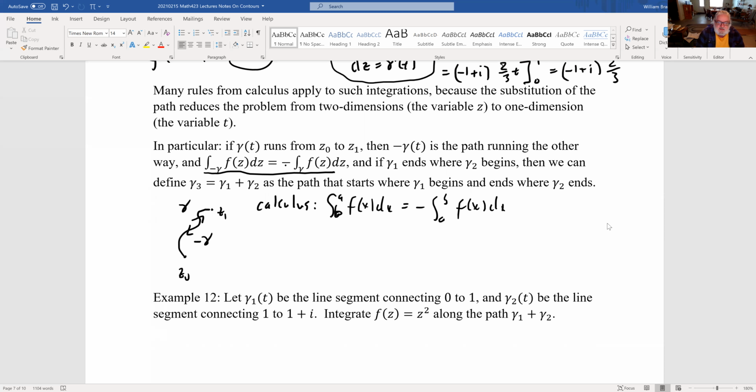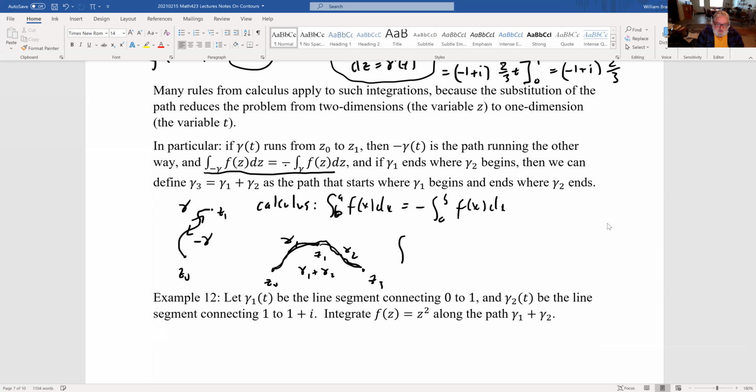And the second thing is if you have a path that starts at z0, goes to z1, goes to z3, this is gamma 1, this is gamma 2, then you have one long path. It starts at z0, goes to z3, and we call that one gamma 1 plus gamma 2. And the integral along, oh, and I forgot to put it in there.